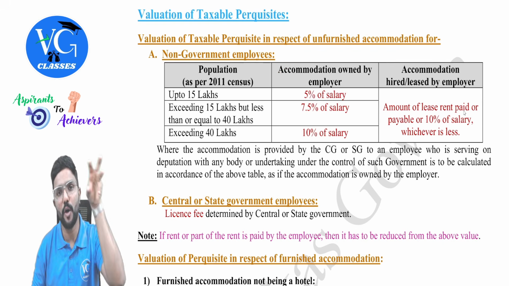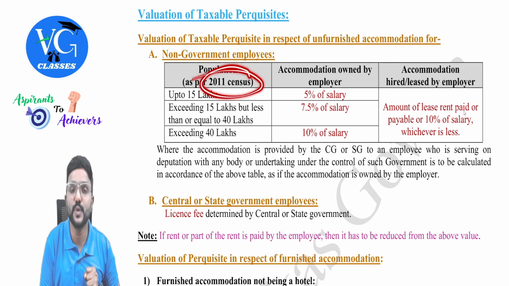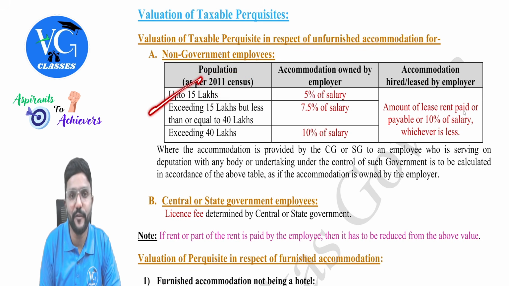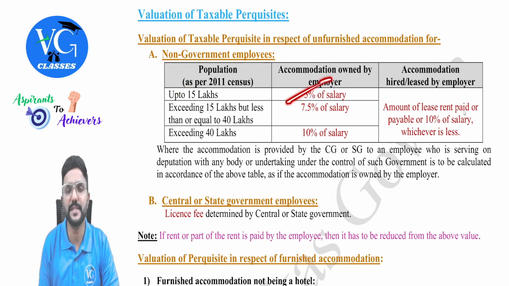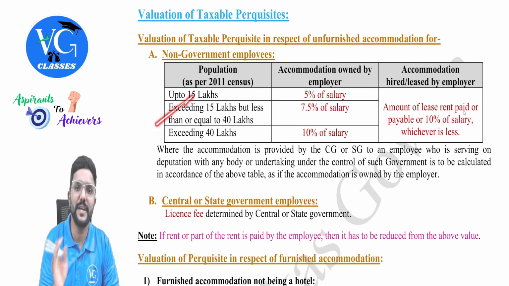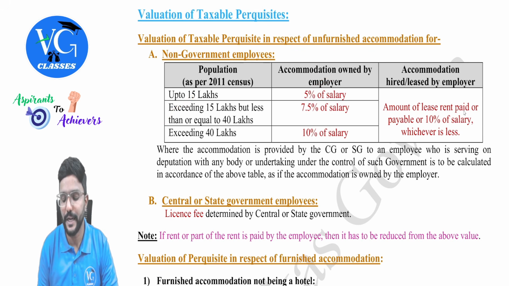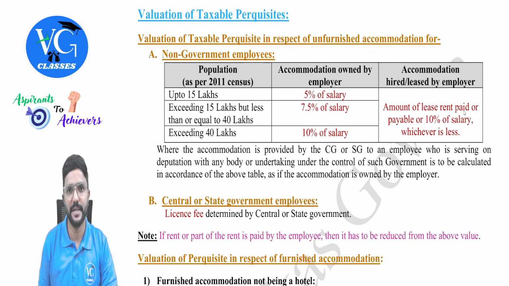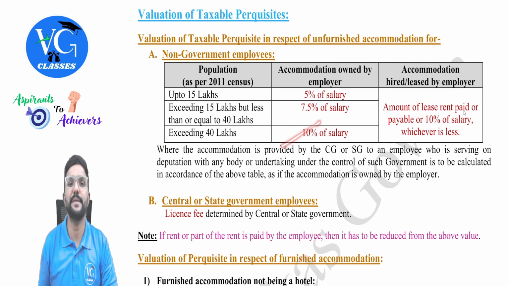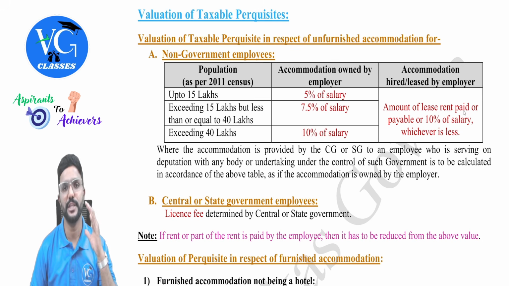the city in which the accommodation is provided as per 2011 census. If the population is up to 15 lakh, then we need to take 5% of salary as perquisite. If the population is more than 15 lakh but up to 40 lakh, we need to take 7.5% of salary. And if the population is more than 40 lakh, we need to take 10% of salary. Guys, any one will come, not all three. So we need to check what is the population of the city in which the accommodation is provided.